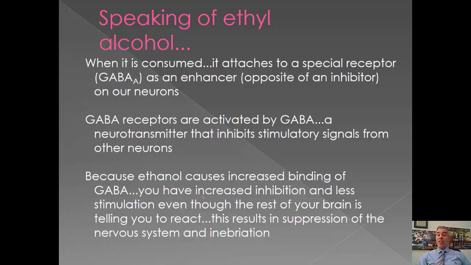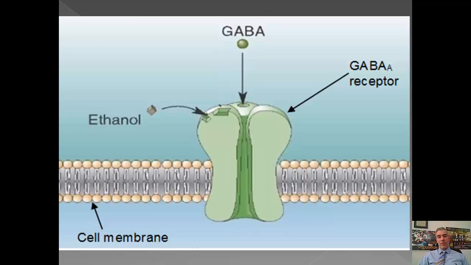But because ethanol actually increases the binding of GABA to GABA receptors, where GABA is a neurotransmitter in your nervous system, you'll have an increased amount of inhibition, less stimulation, and thus you feel inebriated, or you have a depression of your nervous system. It slows down, and that slows down your reaction time and causes all the effects that alcohol has, until finally your liver will process it appropriately and break it down the way it needs to.